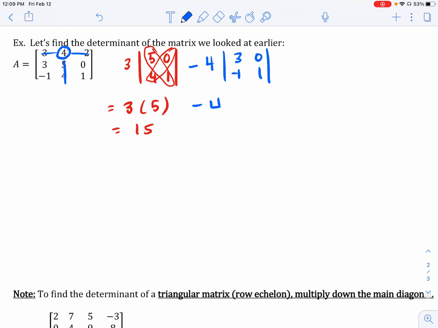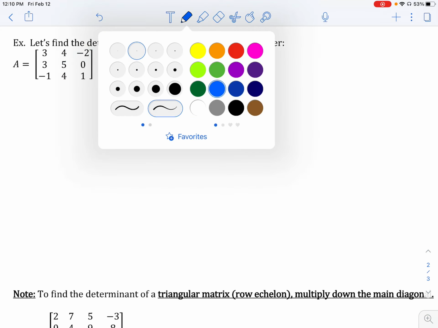So the minor of 4 would be 3 times, or I should say 3 minus negative 1. Well, 3 minus 0, I apologize. 0 times negative 1 is clearly 0. So 3 minus 0, that's just going to give me 3. So I'm going to write minus 12 underneath. All right, now just to wrap this up, let's try the next one.